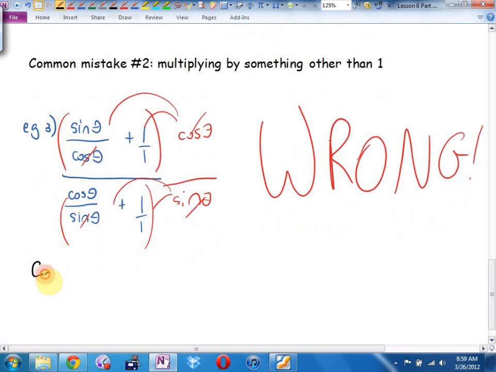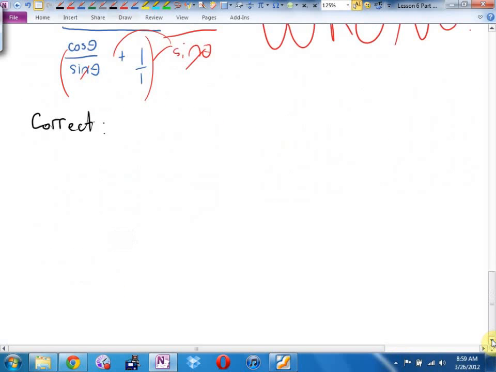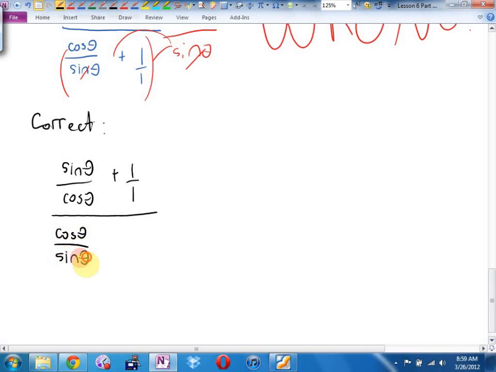Here's the correct version. So we'll start out with the same complex fraction, which was sine theta over cos theta. And again, Brianna, it was probably originally tangent theta. I'm just making this up as I go. Plus, and I would have written it as 1 over 1, because if I have one fraction, I want everything to be a fraction. And then it was cos theta over sine theta plus 1 over 1.